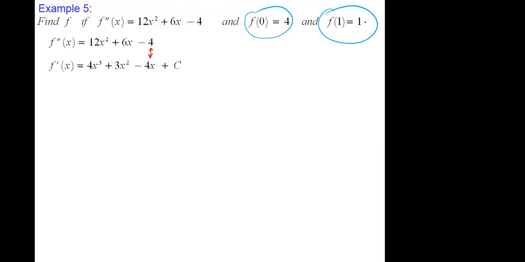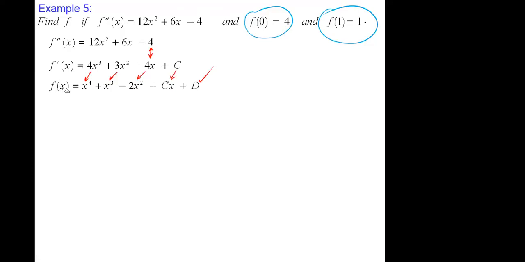Now let's do the process again. Antiderivative for 4x cubed is x to the power of 4. For 3x squared is x cubed. For 4x is 2x squared. For the constant is a constant times x, and then another constant, because we did anti-differentiate twice.